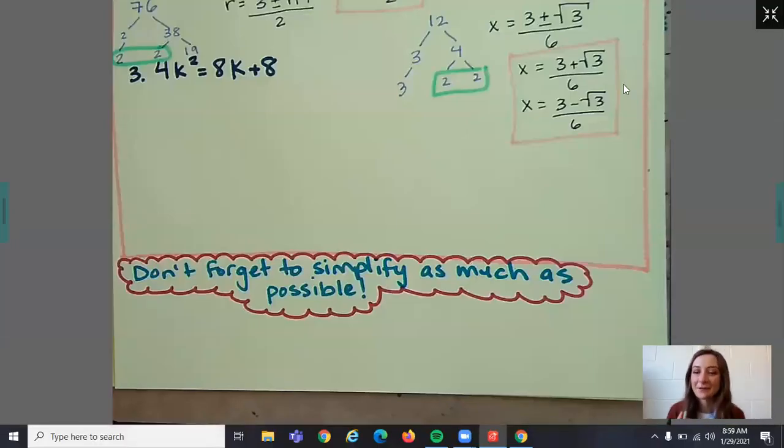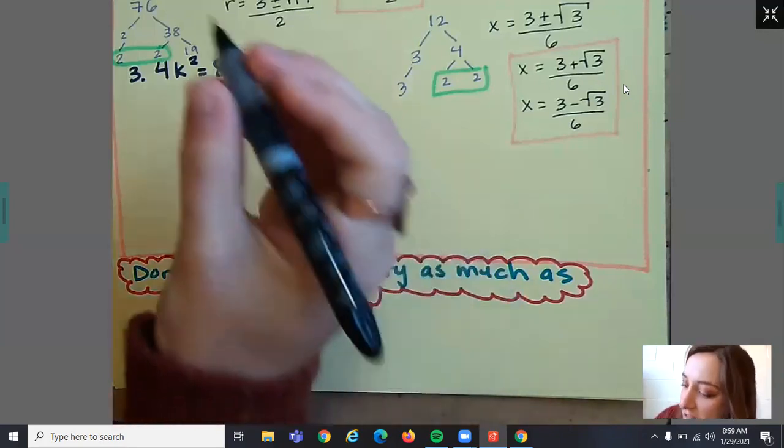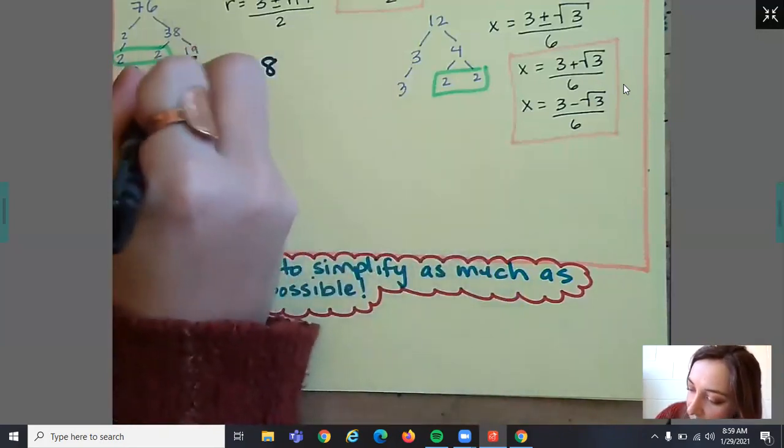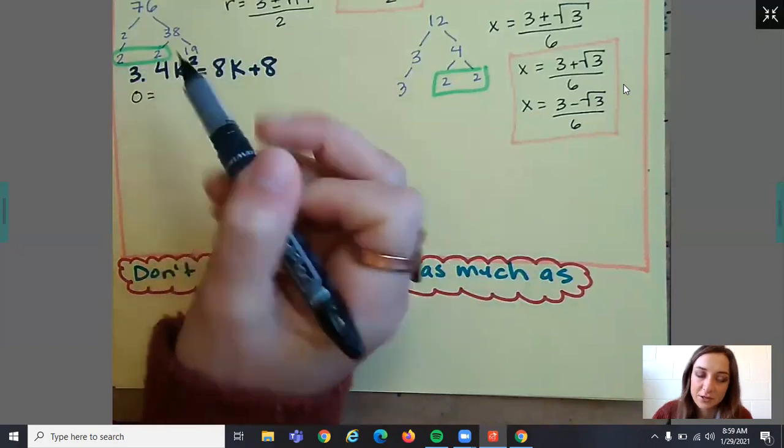Okay, so here we go. Example number 3 with the quadratic formula. Notice, first of all, that everything is not equal to 0. So let's just, for fun, move everything to the right-hand side and have that negative in the front. So let's say this is 0 equals, and I'm subtracting this one to the other side.